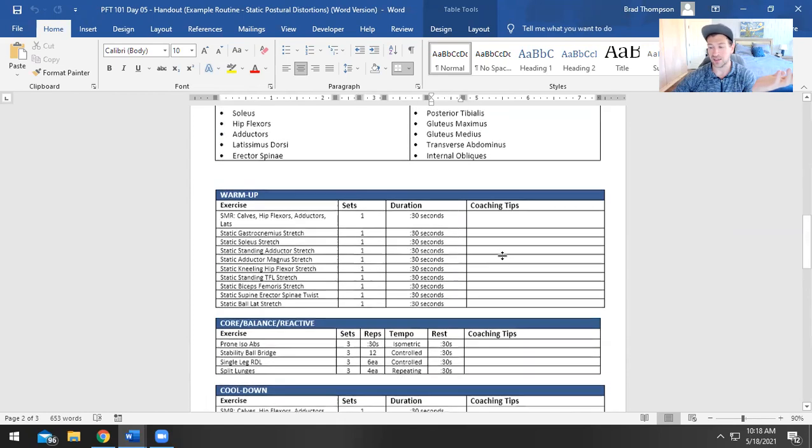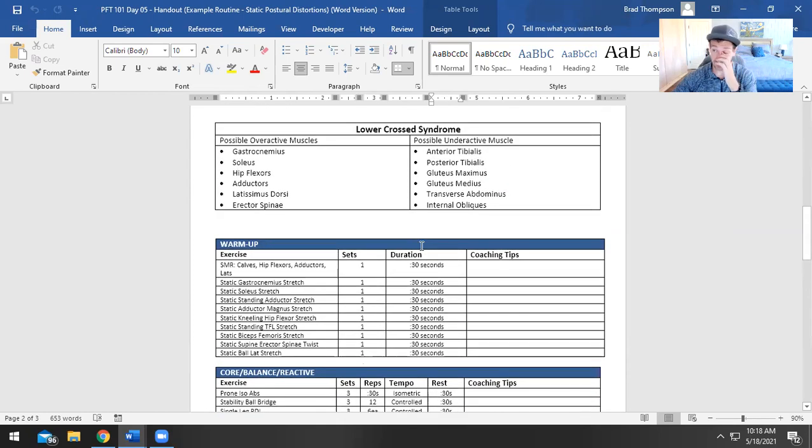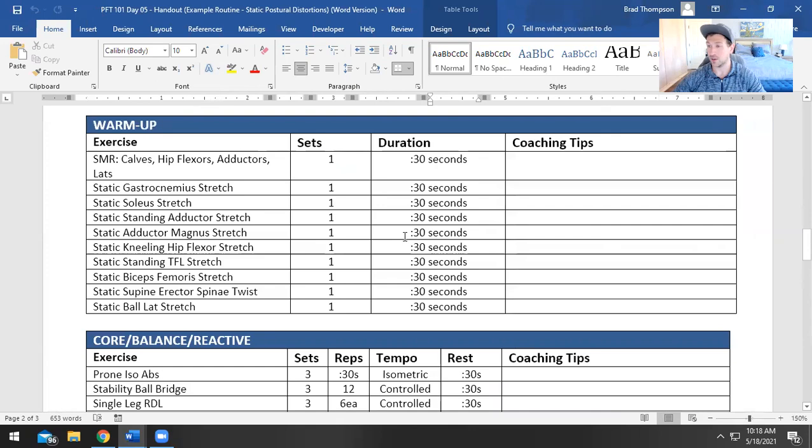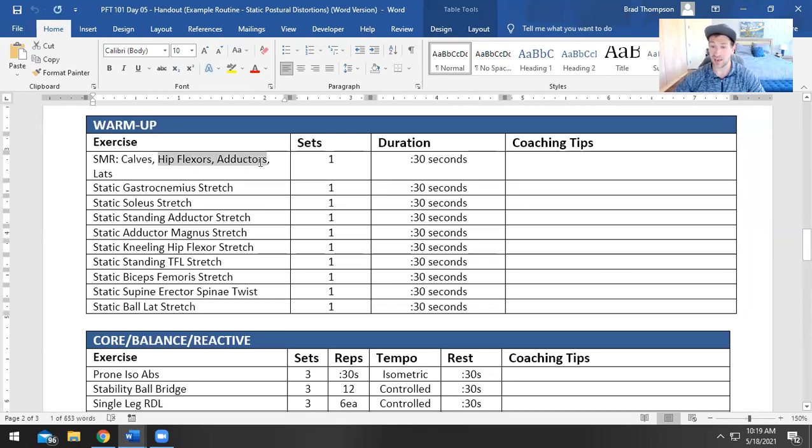Now, looking at the lower crossed syndrome, that anterior pelvic tilting, it's really similar, except different muscles, right? We're going to start by rolling the calves, but this time we're going to put a little bit more emphasis on the hip flexors. We're still going to see the adductors, but now we're also going to add in the lats. So we follow that up with calf stretches, adductor stretches, hip flexor stretches.